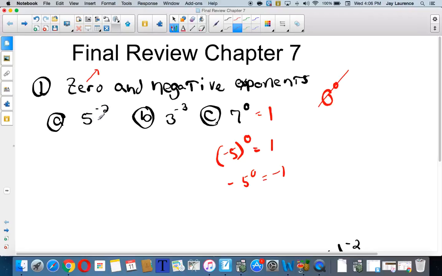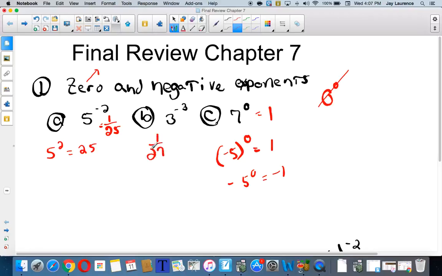All right, now, a negative exponent means to use the reciprocal. So 5 to the negative second power is really easy. You do 5 to the second power, which is 25. 5 to the negative second power is 1 over 25, right? 3 to the negative third, I'm going to do 3 to the third, which is 27. 3 to the negative third is going to be 1 over 27.